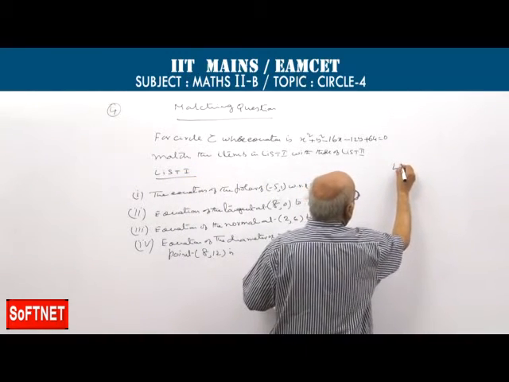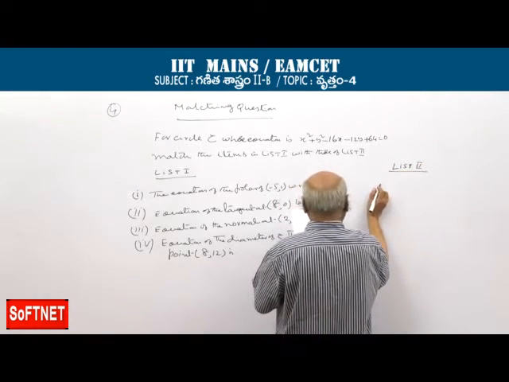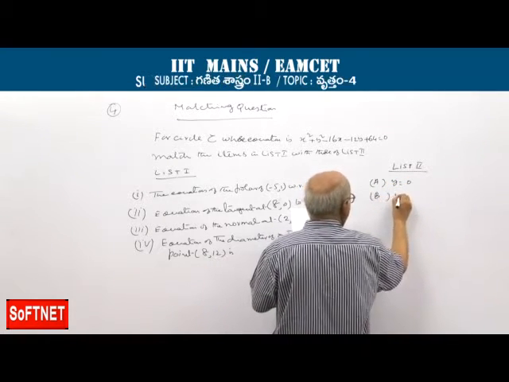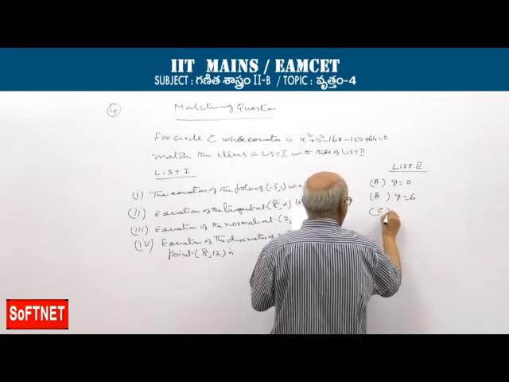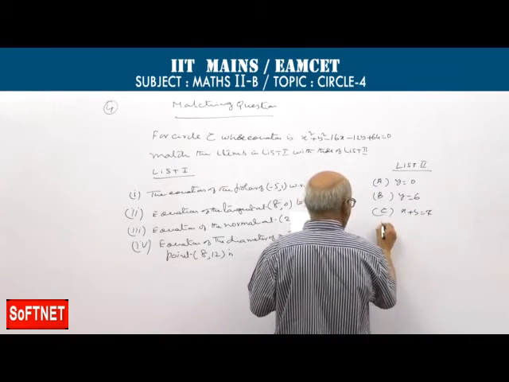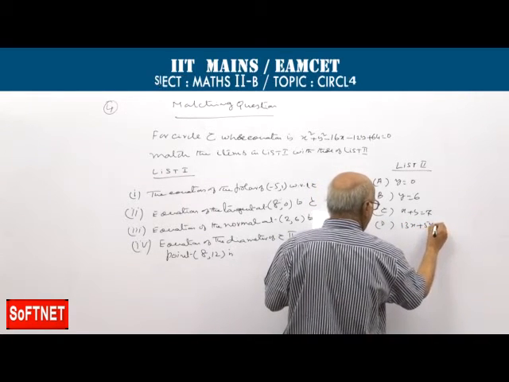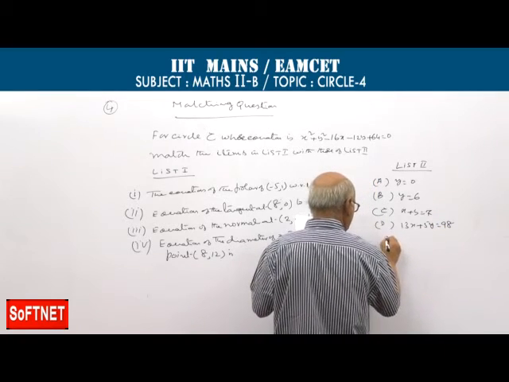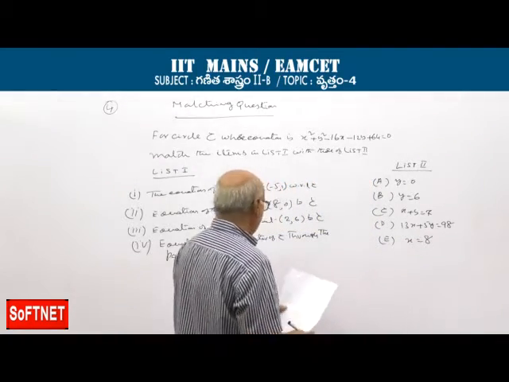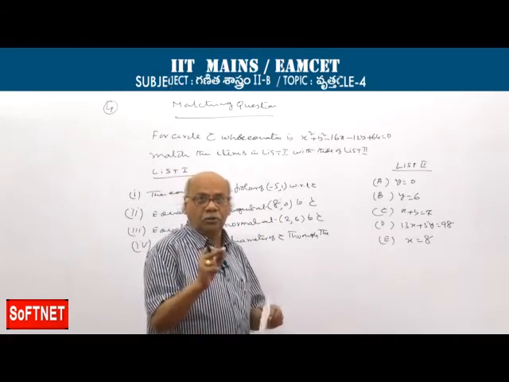Now list 2: capital A, y is equal to 0; capital B, y is equal to 6; capital C, x plus y is equal to 7; and capital D, 13x plus 5y is equal to 98; and E, x is equal to 8. Now he has given the answers. Among that you have to select which is correct.